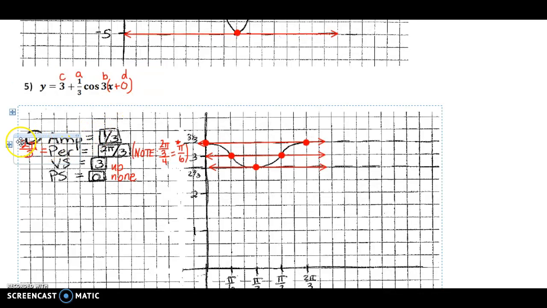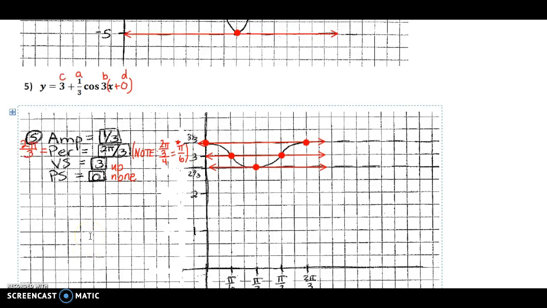My period I found by taking 2 pi divided by b, which was 3. So 2 pi over 3 is my period. I then took 2 pi over 3 and divided it by 4, which meant I had to multiply by the reciprocal of 4, 1/4. That gave me 2 pi over 12, which reduced to pi over 6, and that became the value that I needed to use to get to my next important x value on the graph.